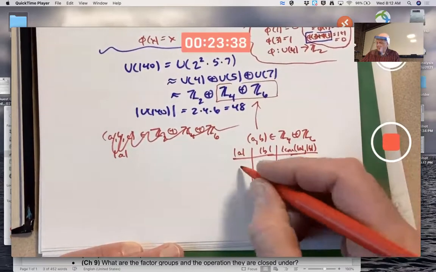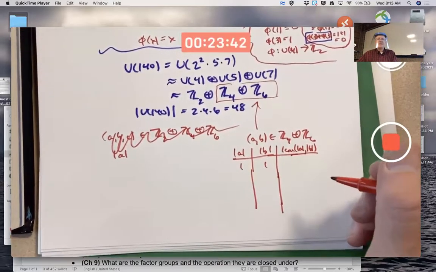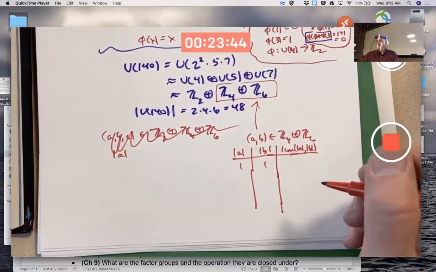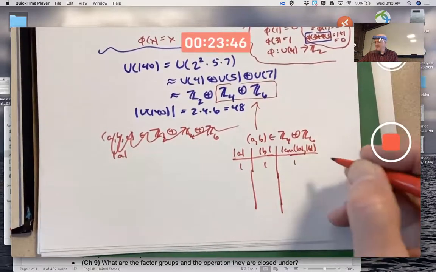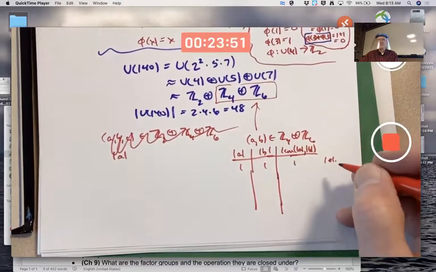If the order of A and B are both 1, in other words, if A is 0 and B is 0, the LCM of 1 and 1 is 1, and there's only one element of order 1. It's the identity, it's 0, 0.